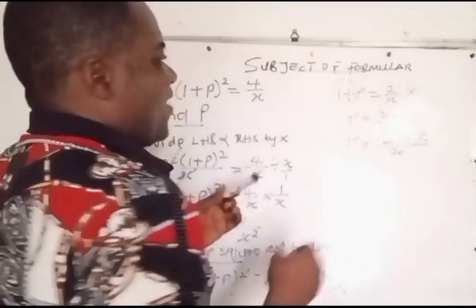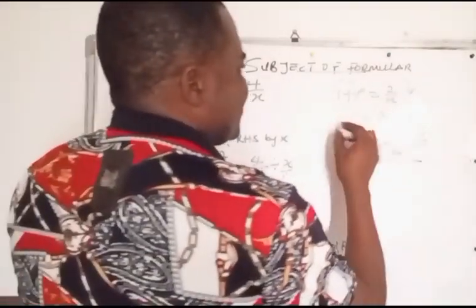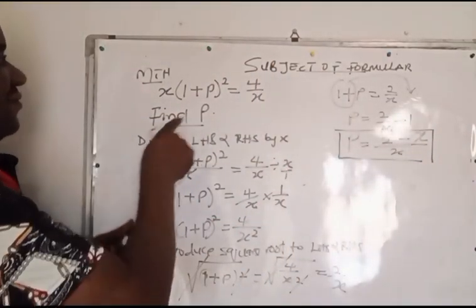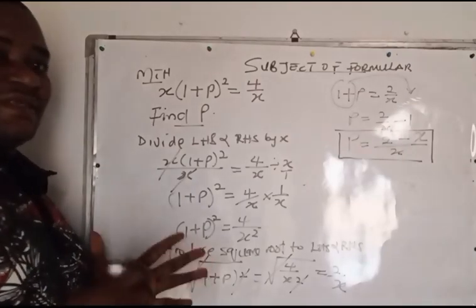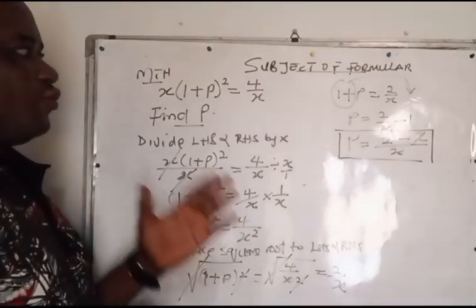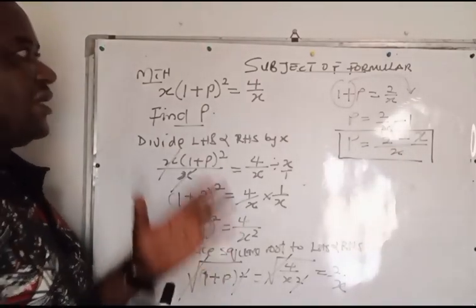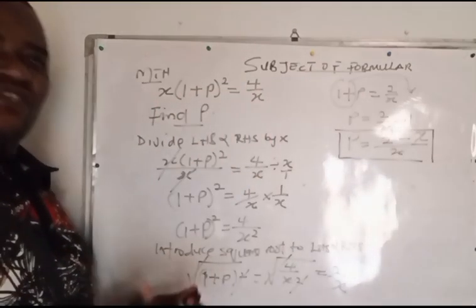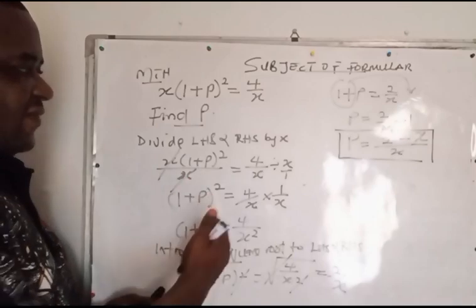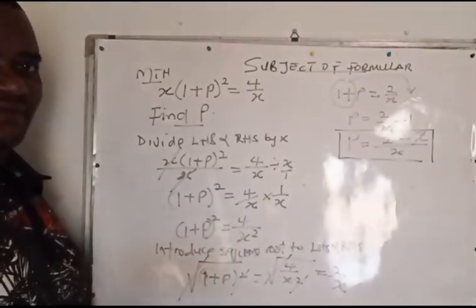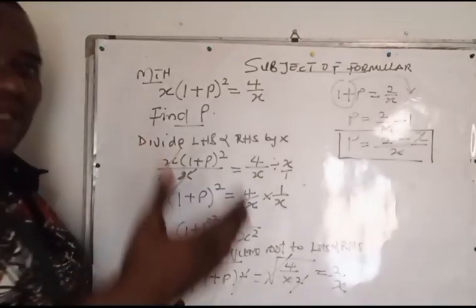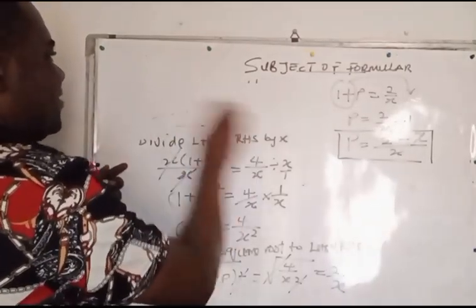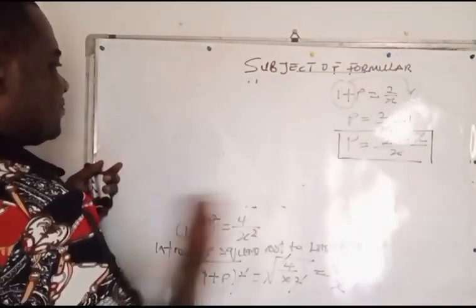In that way, we have successfully been able to determine the value of p in this equation. This is mathematics. This is how you're going to look for a subject of formula. You can do this also using this style for chemistry. Now, assuming it was chemistry, we were asked a question. Let's try something in chemistry.